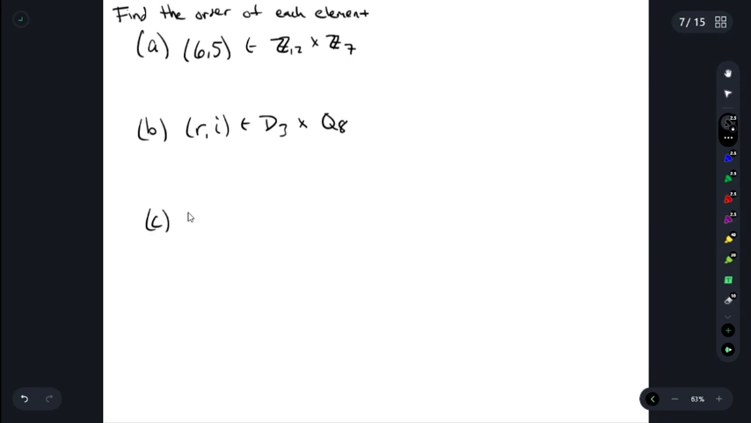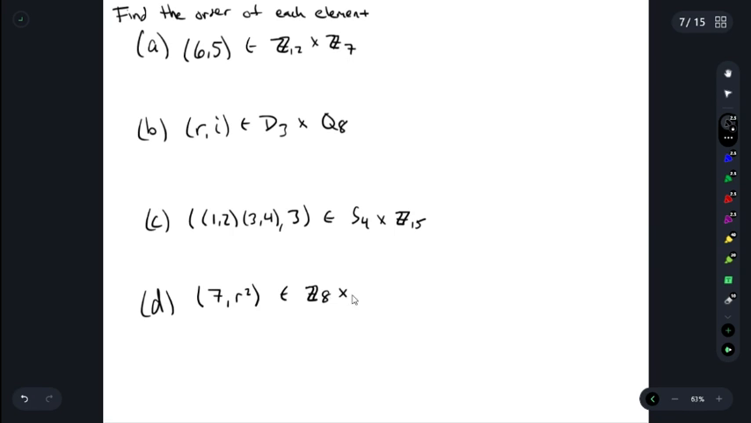For C, we want to find the order of, now be careful with this, we have these parentheses on the inside. This was our cycle notation, specifically these are transpositions. They're disjoint cycles. They're going to be from S4. So those first set of parentheses, those are from S4, and then that 3 is from the group Z15. And then the D that I'm adding on here, I want to find the order of 7, R squared in Z8 cross D12.